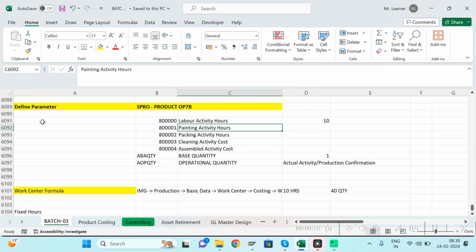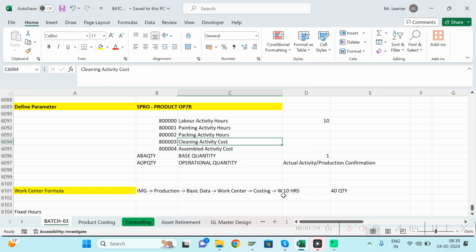So come here now. These are the parameters I have already defined. If you have not watched the previous video, go and watch it. The link is given in the description. Now, first of all, how will the system understand these parameters? Where in SAP does it read the parameters? Let's say I want to know my labor activity hours, or my base quantity, operational quantity.